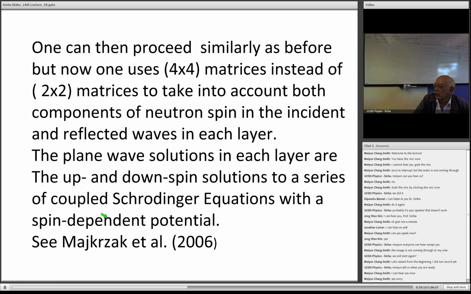And the details are given in a very nice paper by Chuck Majkrzak and his collaborators. And I'll refer you to that paper. It's given in the references at the end of this lecture.